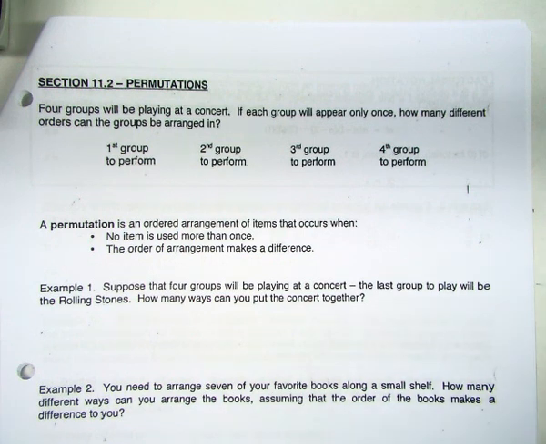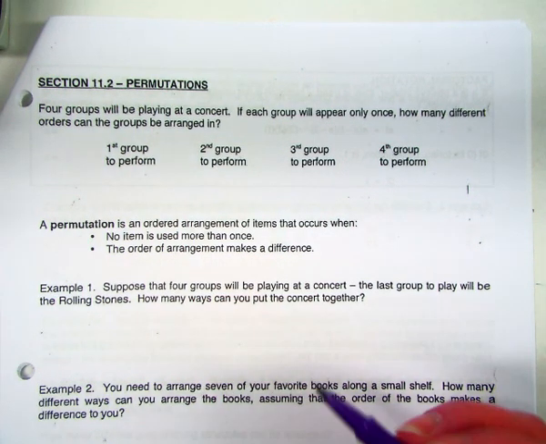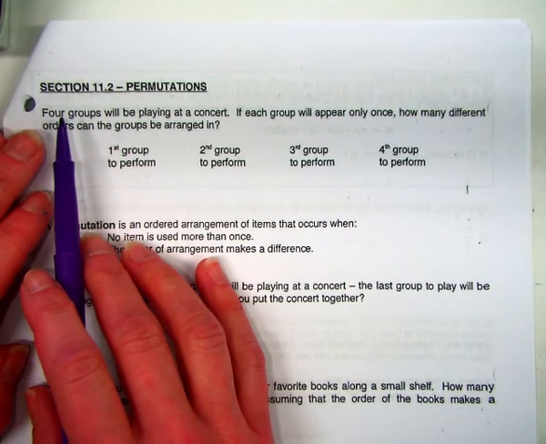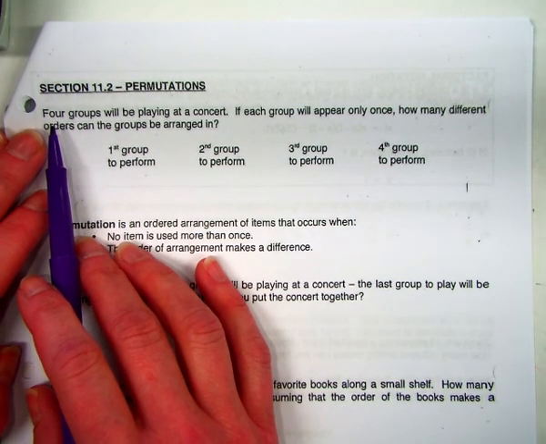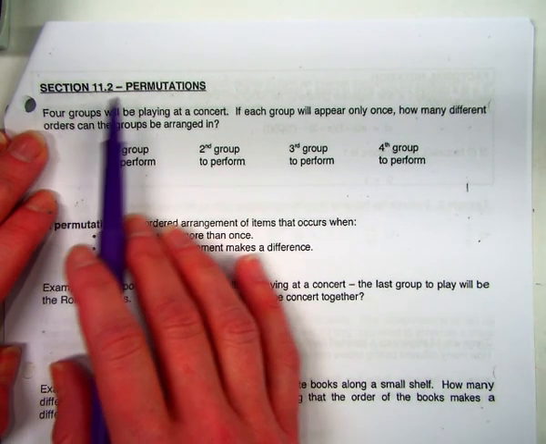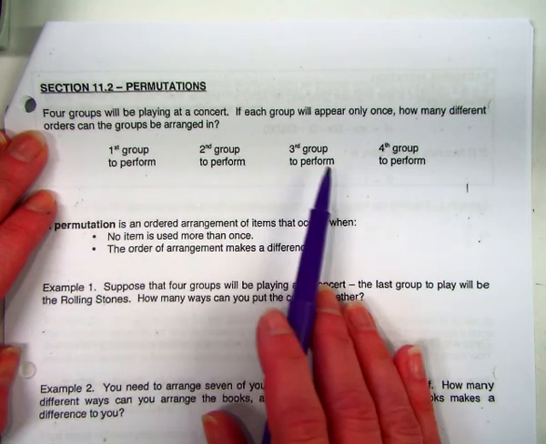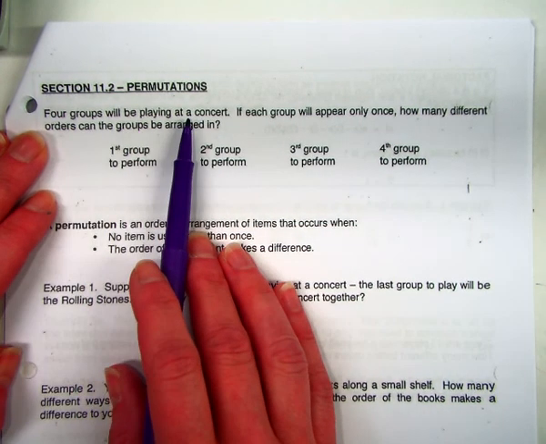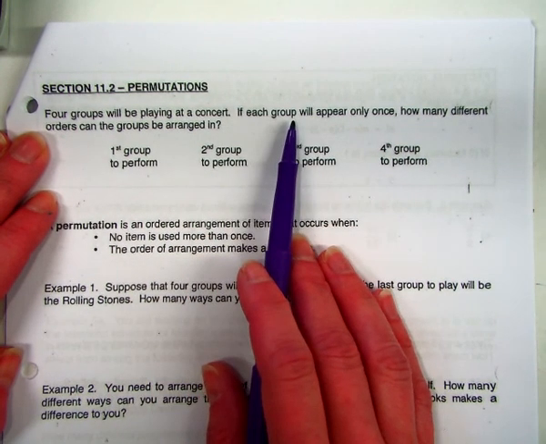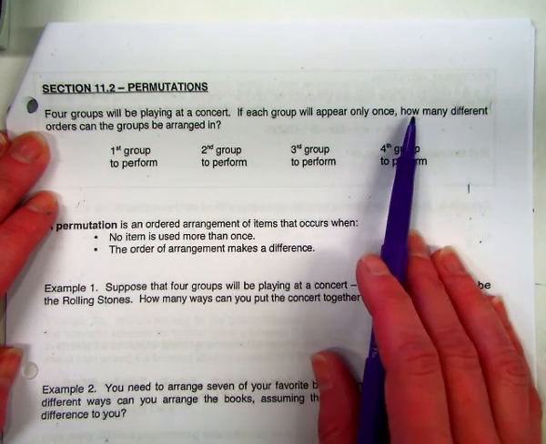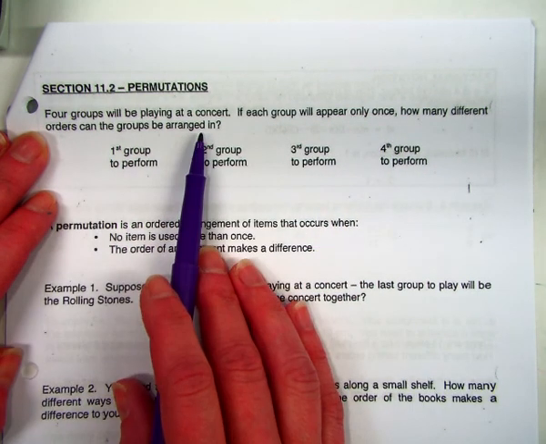All right, you guys. So in section 11.2, we're going to be talking about permutations, which goes along with the little warm-up we did. A permutation is an arrangement of things that you would create. So 4 groups will be playing at a concert. If each group will appear only once, how many different orders can the groups be arranged in?